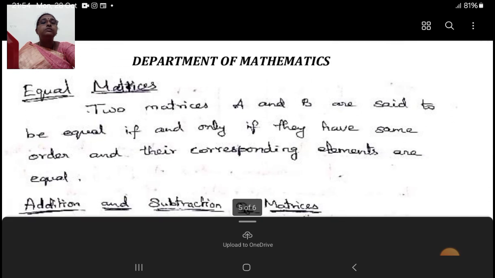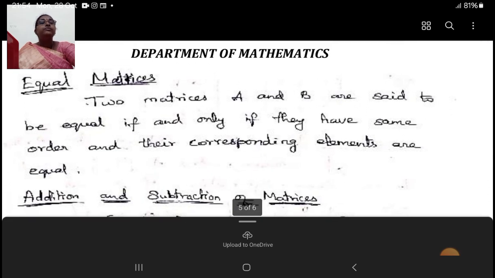And another one is equal matrices. Two matrices A and B are said to be equal if and only if they have the same order and their corresponding elements are equal.